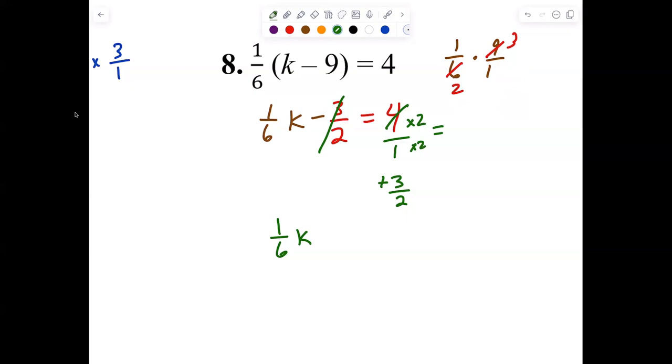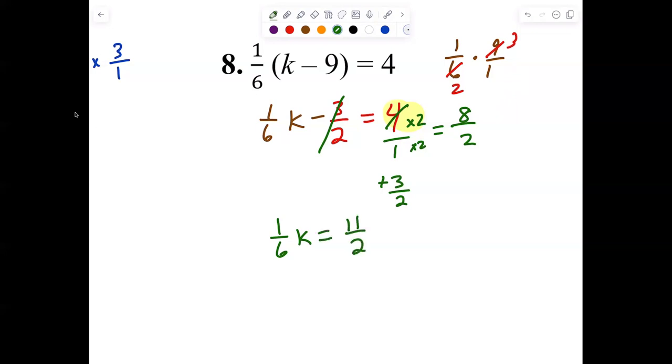What did you do? Come on. Grant, 4 times 2 is what? 8. 1 times 2. It's all right. Come on. So now I have 8 over 2 plus 3 over 2. What is that? 11 over 2, yes.